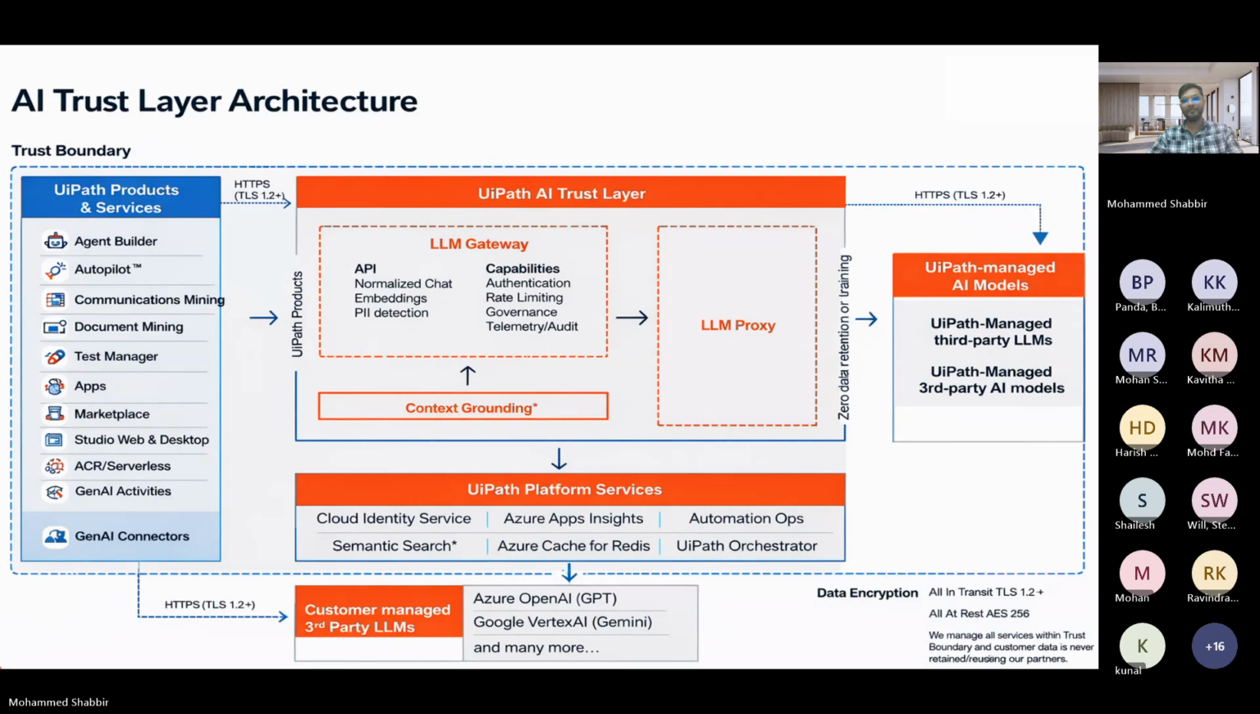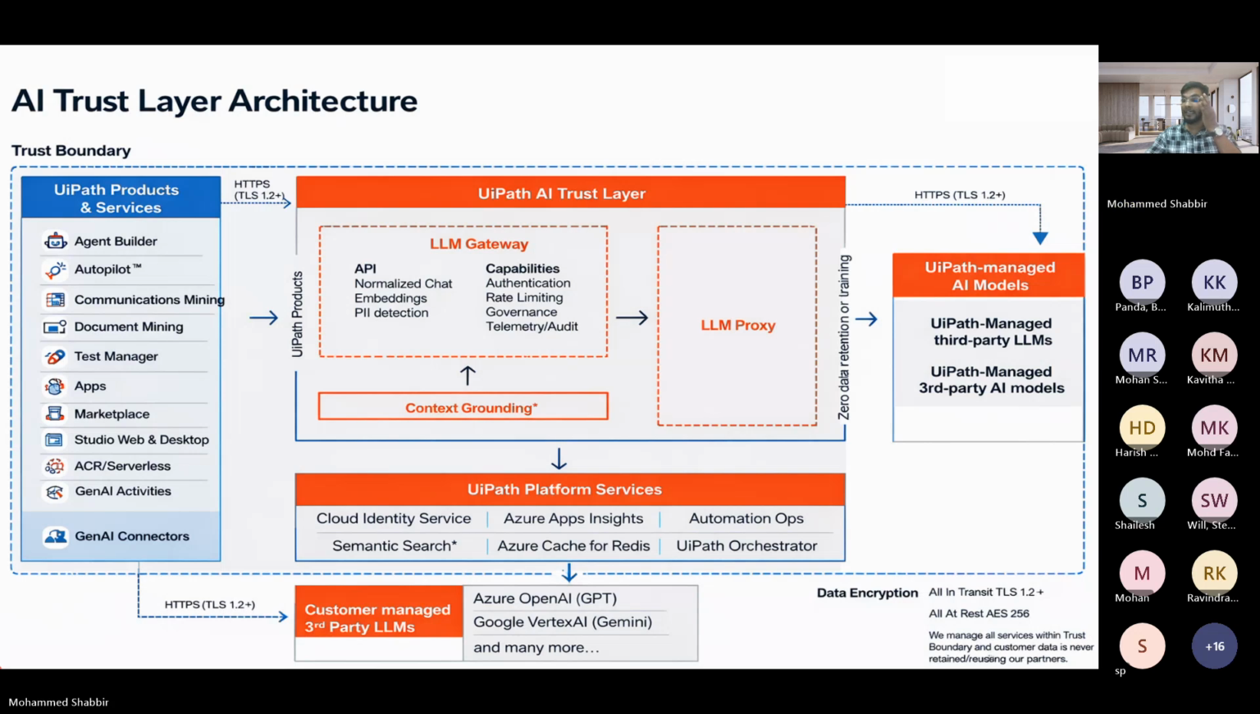In general, if you see, all of this data is encrypted in transit, like TLS 1.2 and the later versions you can take. And there's also encryption at rest. It is 256-bit AES encrypted.